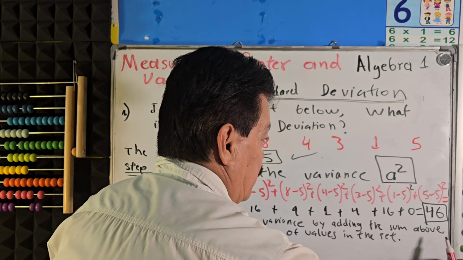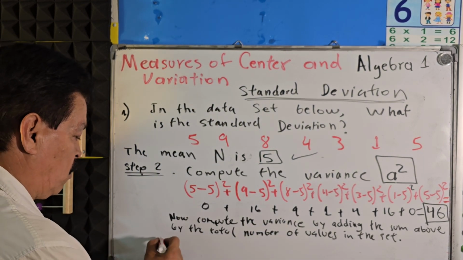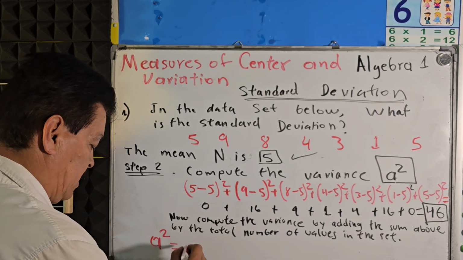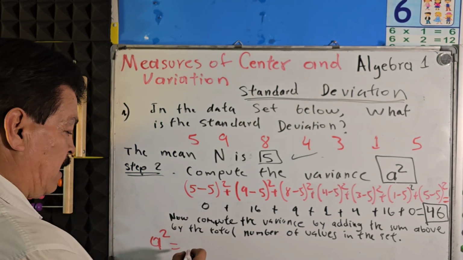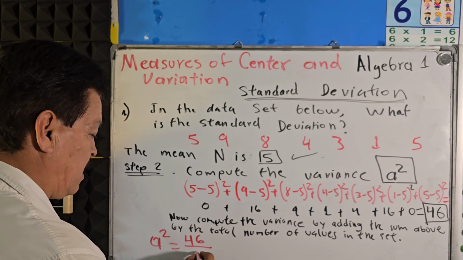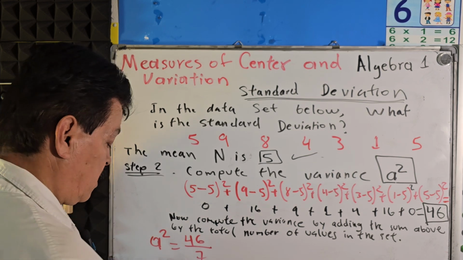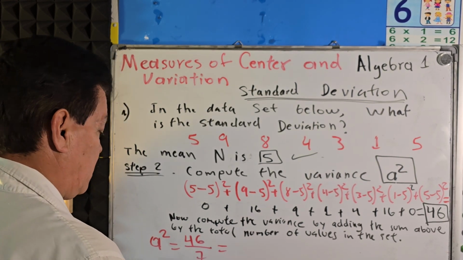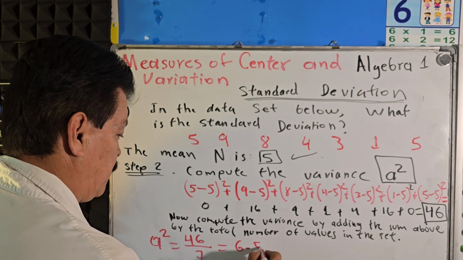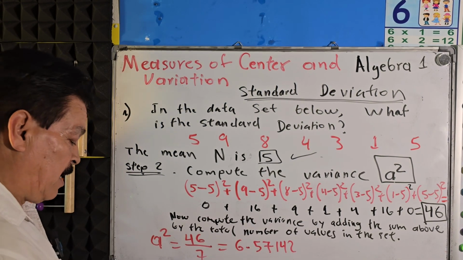I was thinking of erasing everything, but I want to keep our problem right here in this window. So the answer we have: remember, a to the second power equals 46 divided by 7. We have 7 numbers, 1, 2, 3, 4, 5, 6, 7, right? So you divide by 7. Make a division. It will be 6.57142, right?